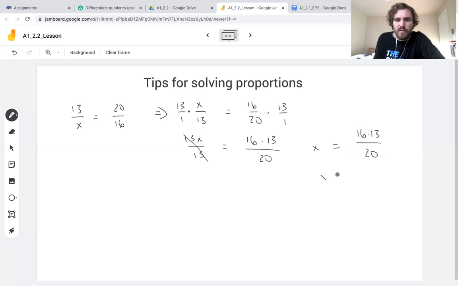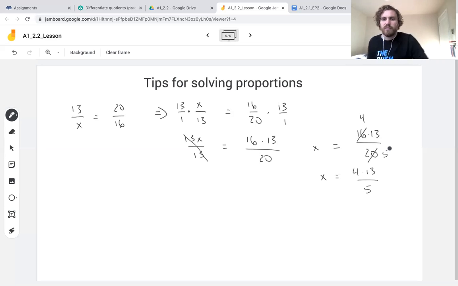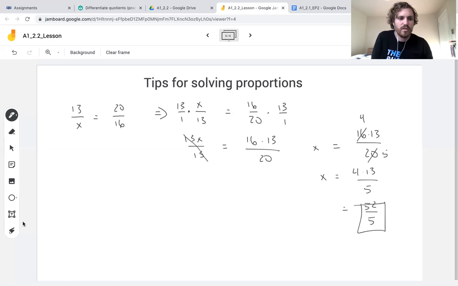So I could say x equals 4 times 13 divided by 5, because I basically divided this by 4 and got 4, divided this by 4 and got 5. As long as I divide by the same thing on both sides of a fraction, it should stay the same. And I think that ends up being 52 fifths. Okay, so this was our original way, the OG way, for solving proportions. And then I just showed you a little trick to help simplify.